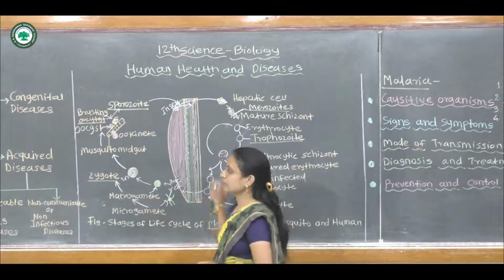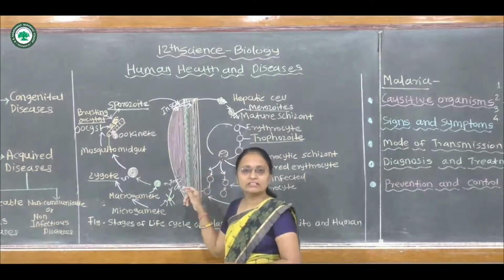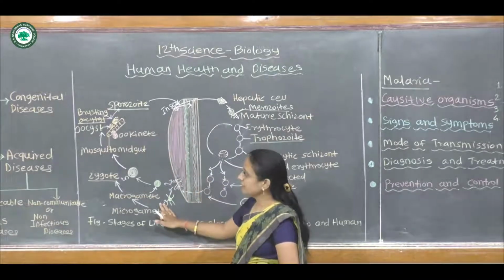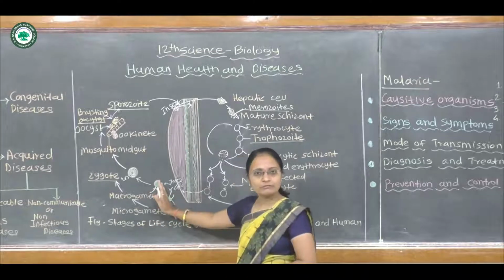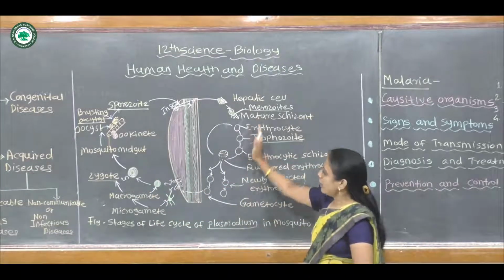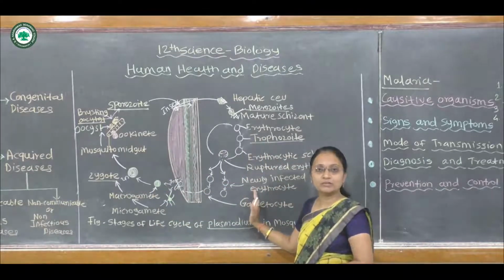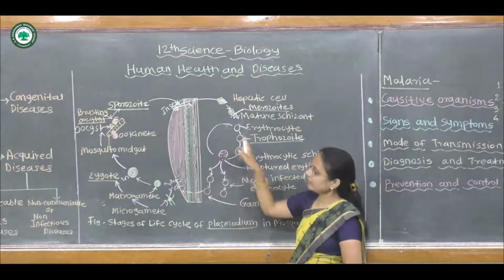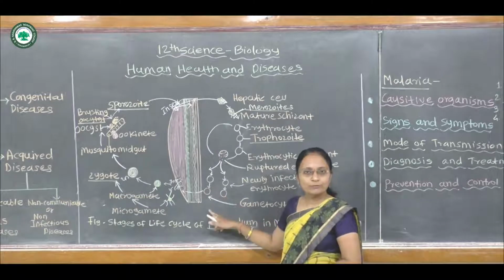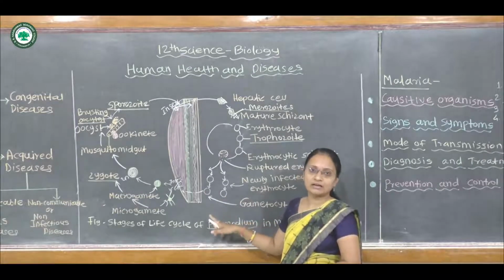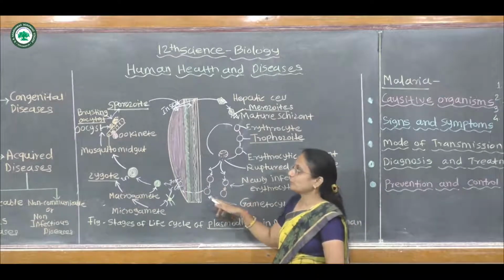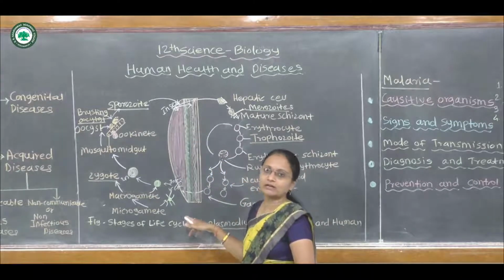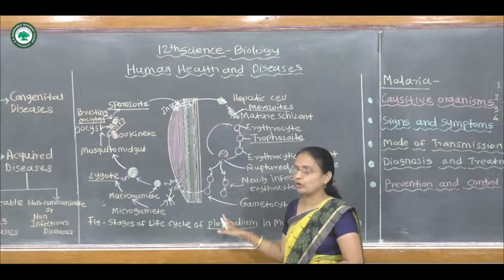In this way the life cycle is completed in two hosts. Half of the life cycle is completed in the female Anopheles mosquito, and half of the life cycle of the Plasmodium is completed in the human body. In this way the infection of the malarial parasite takes place by producing different types of spores in sequential manner using the two hosts.